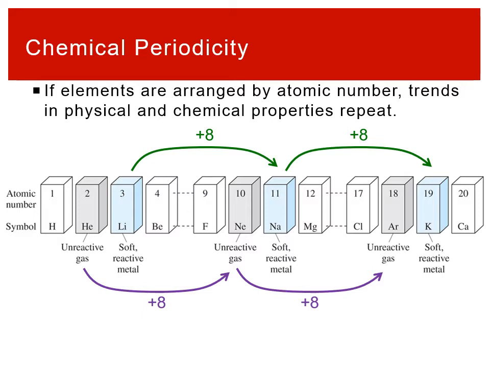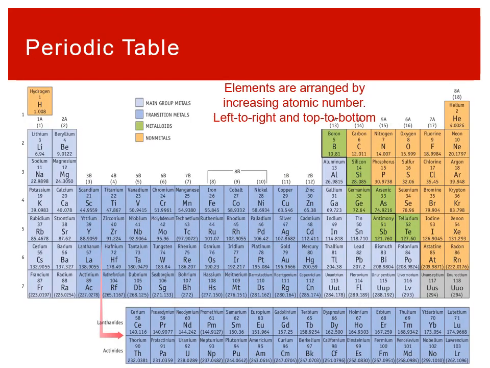And so we can see there are properties that are repeating themselves, and they repeat themselves over what's called a period. A period is a length of time that separates basically some sort of repetition. Each period is one time through the pattern, if you will. So an unreactive gas followed by a soft reactive metal, you follow that pattern. You get another unreactive gas, another soft reactive metal, and you continue through that pattern. So we know that's what periodic means.